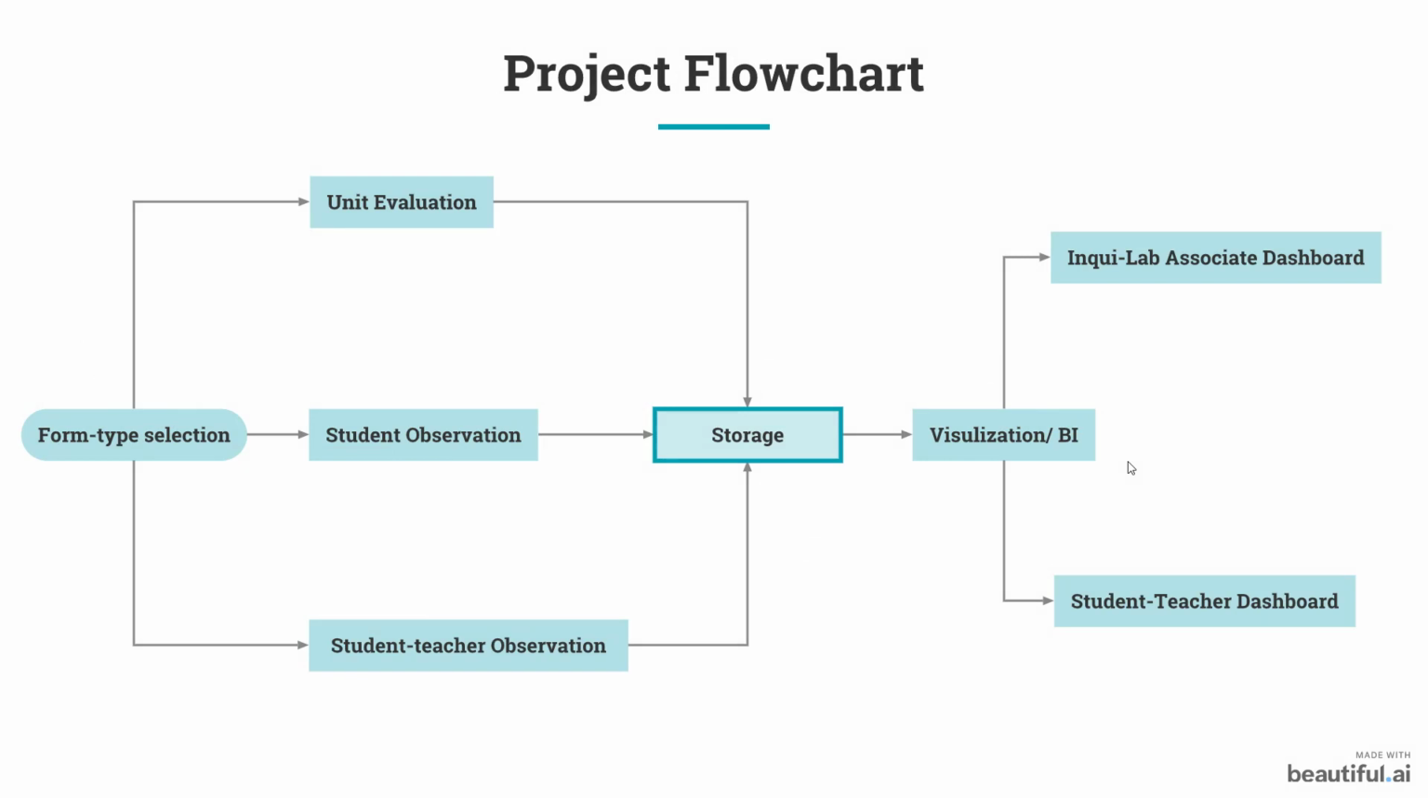Talking about the project flowchart, the flow of data in our application is that initially we need to collect the data, so we first need forms. We have a form type selection initially. We have unit evaluation forms, student observation forms, and student teacher observation forms. These are the three forms we are using, and the data that comes from here goes into a MongoDB storage database. From that, we fetch it into Power BI and visualization techniques like Matplotlib, and we create dashboards, one for InQLab Associates and another for the student teacher dashboard.